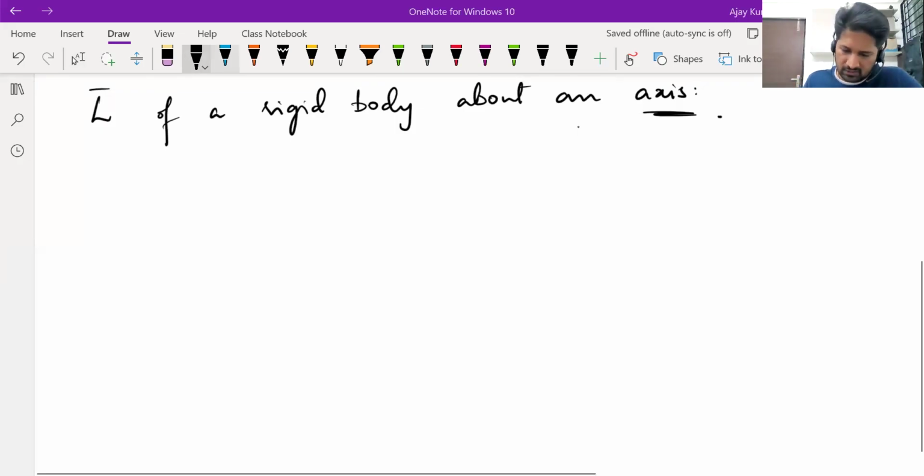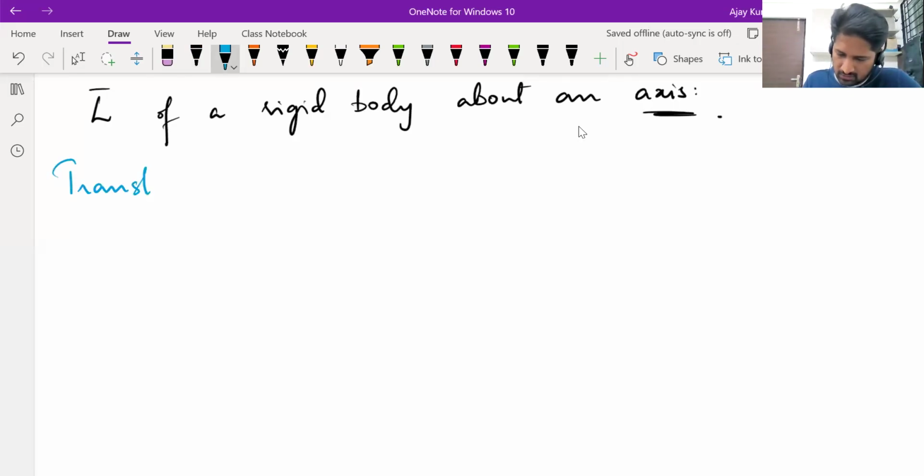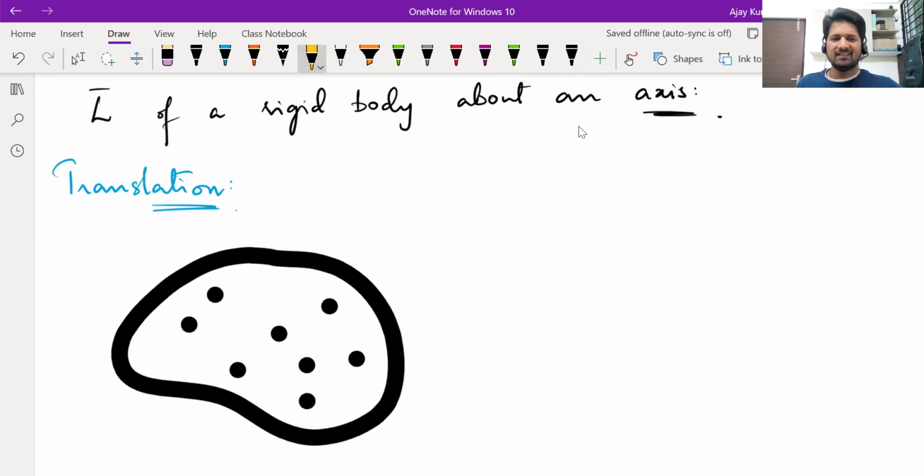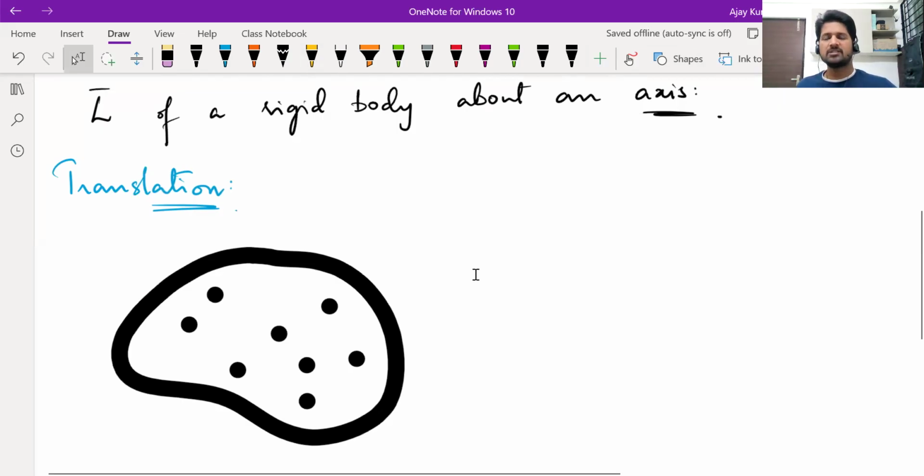First, let's say an object is in pure translation. Can one of you tell me when you say a system is in translation? What is the condition for translation? If an object is in pure translation, all particles of that object must be moving with equal velocity at a given instant of time. Velocities must be equal, accelerations also must be equal. That is when we say the system is in translation.